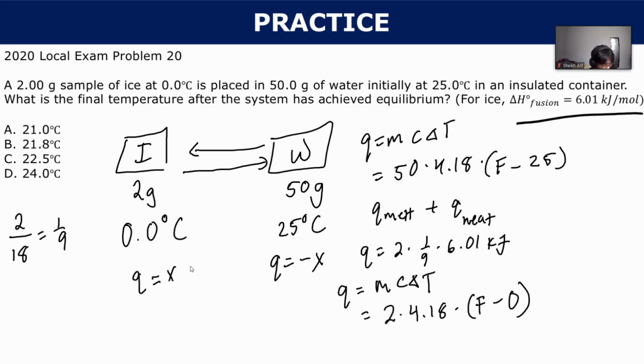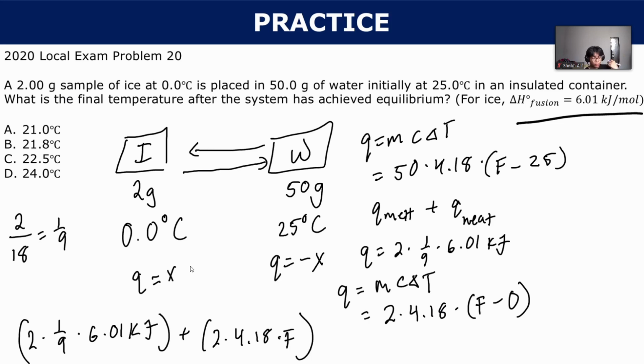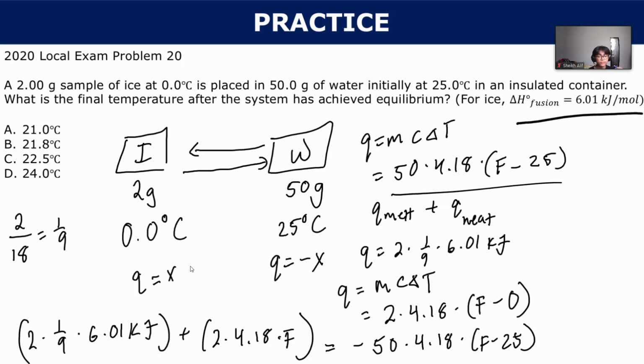So now we can take this all together, right? So we can take 2 times 1/9 times 6.01 kilojoules. We can add that to the 2 times 4.18 times F. And what we have to do is set this equal to the negated value of this value that we found right here. So that's going to be negative 50 times 4.18 times F minus 25. And from this point, you just plug stuff in and solve for F. And once you do so, you're going to realize that F is 21 degrees Celsius, and that's answer choice A.